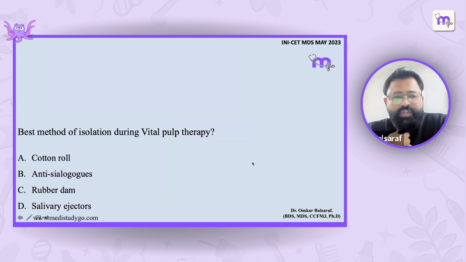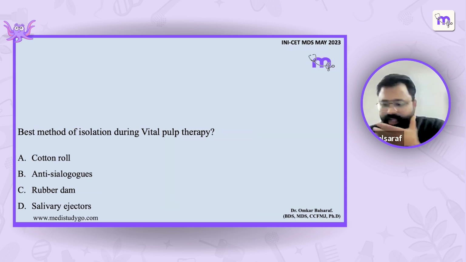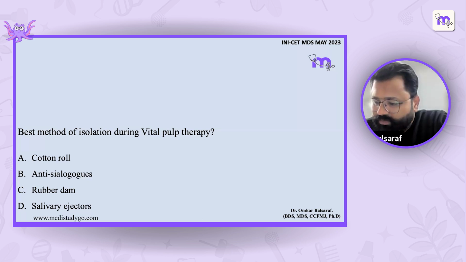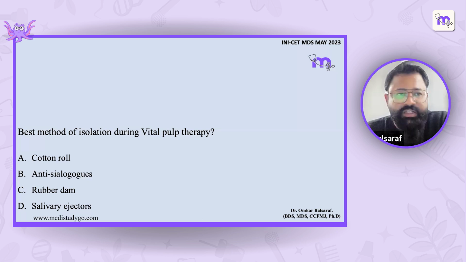Best method of isolation during vital pulp therapy. Is it cotton rolls? Is it anti-silox? Is it rubber dam? Or is it saliva ejectors? Very easy answer again. This is what has saved us from corona, and we were able to treat patients because of this in the COVID period. Okay, so it is definitely rubber dam.